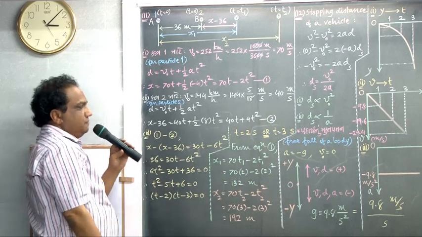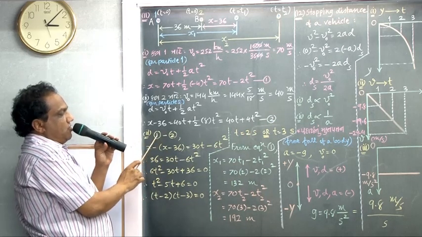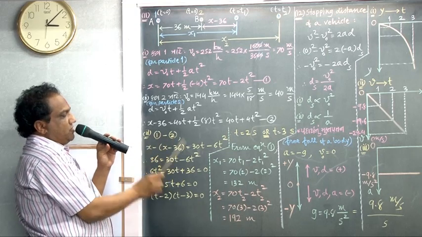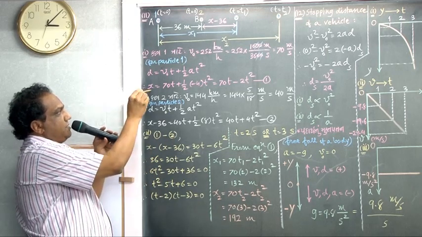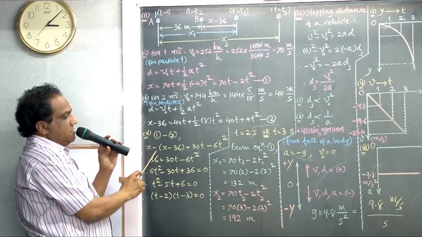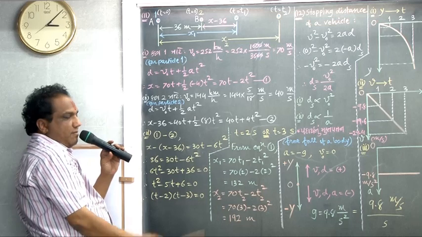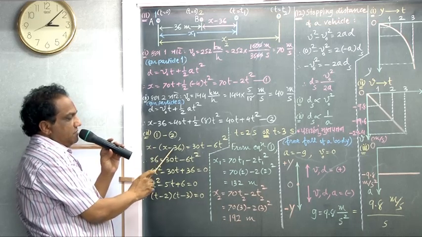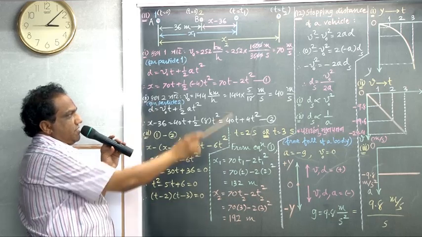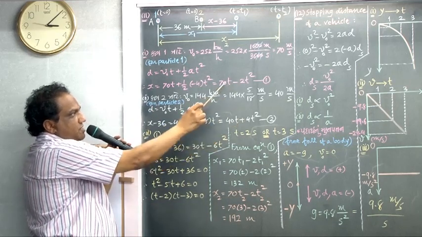What I am doing now, I am taking subtraction of equations 1 and 2. Subtract equation 2 from equation 1. Look, x minus (x minus 36). Everybody, x minus (x minus 36). Now when you are taking this minus this, you must take this minus this.